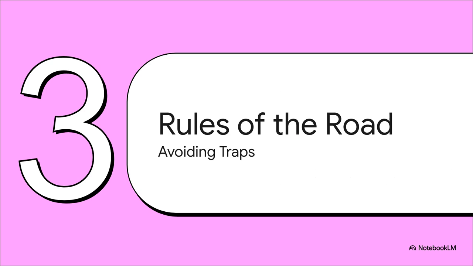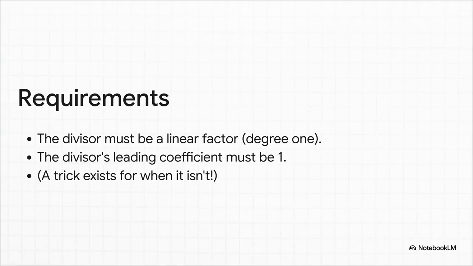Simple. Now, like any powerful tool, this one comes with a couple of ground rules. We want to make sure we're using it right and not falling into any of the common traps. So, there are two main things to keep in mind for the standard method. First, the thing you're dividing by has to be a simple linear factor, something like x minus 2 or x plus 5. Second, the coefficient on that x has to be 1.